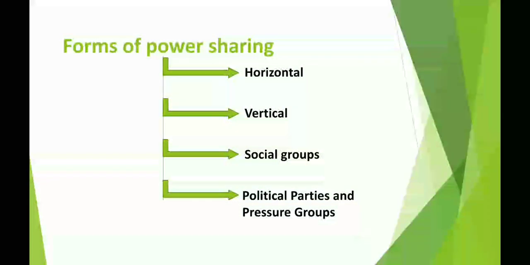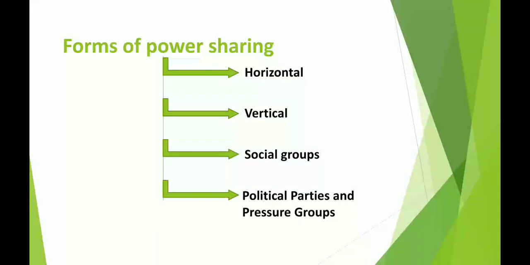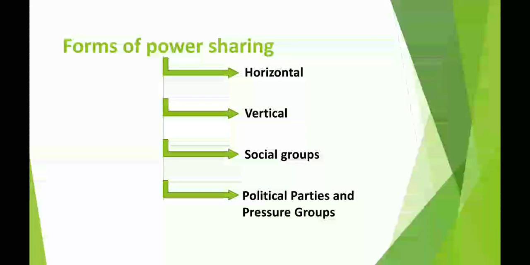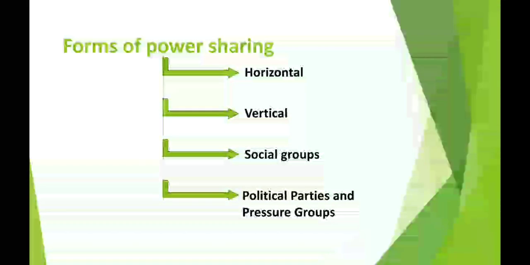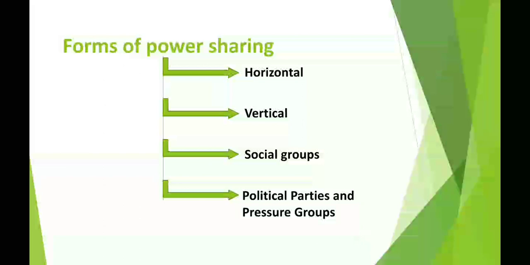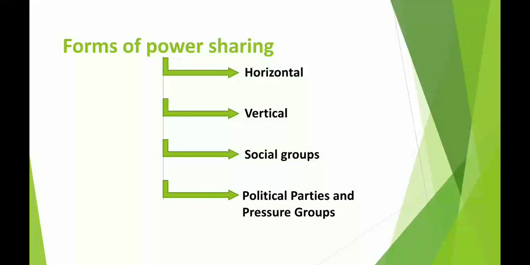In India, there is a federal form of government where the power is divided or shared among the central government, state government, and the local level governments. So here we can see that since the power is shared or distributed from higher to lower levels of government, it is known as the vertical form of power sharing in the government.